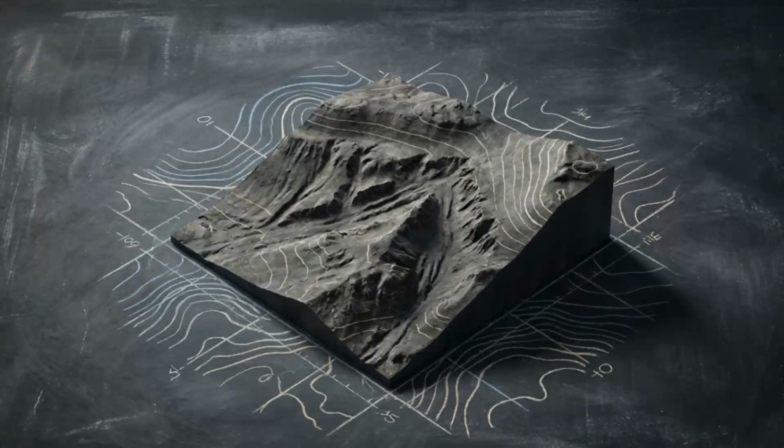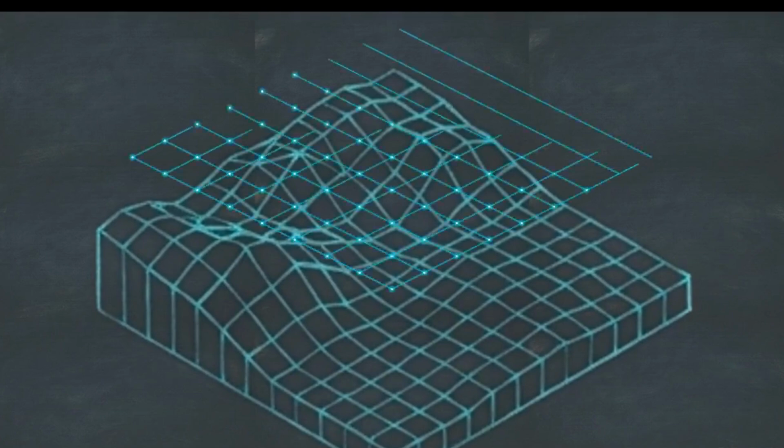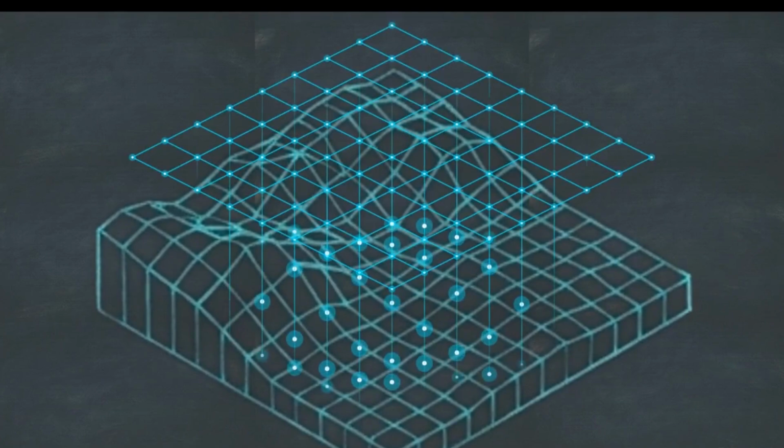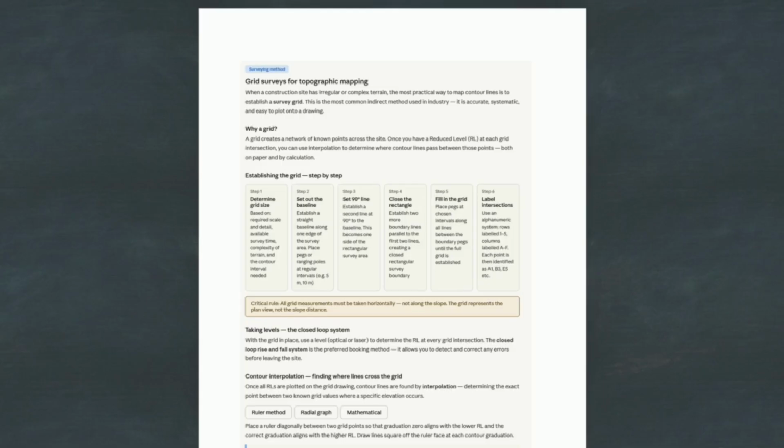Natural terrain is organic and chaotic. To calculate exact volumes, we have to impose order. We do this by laying a rigid geometric grid over the entire excavation area. This chart breaks down the grid method.